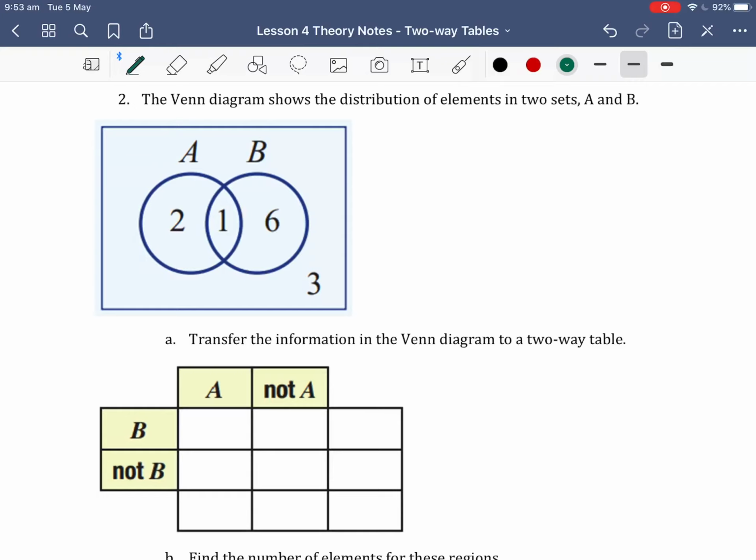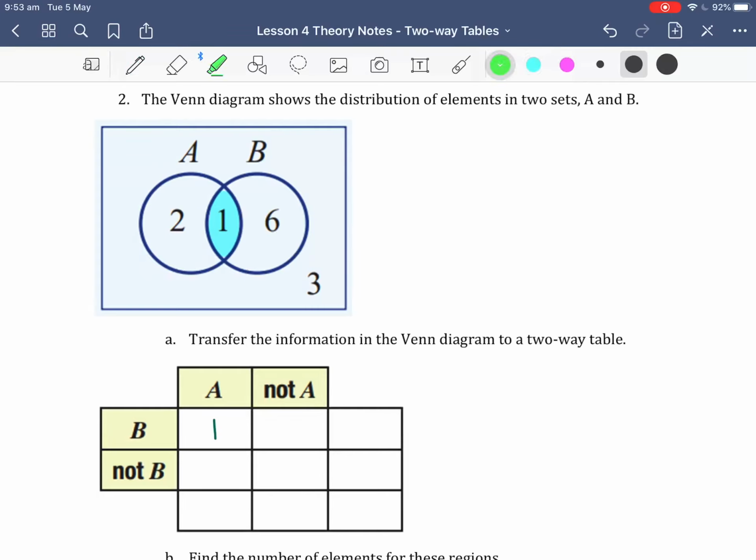So what we're going to have to do first is work out how many are in A and B. That is this middle section here, which is 1. So that means that one person is in A and B.